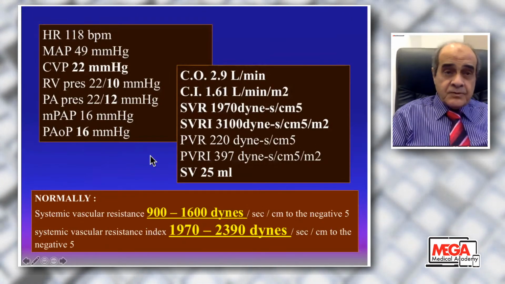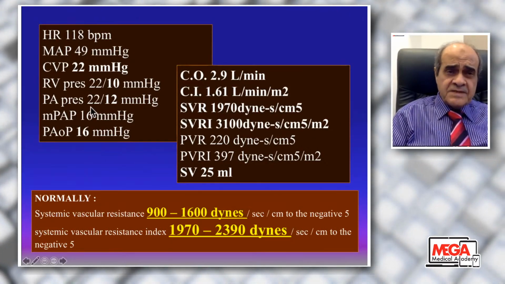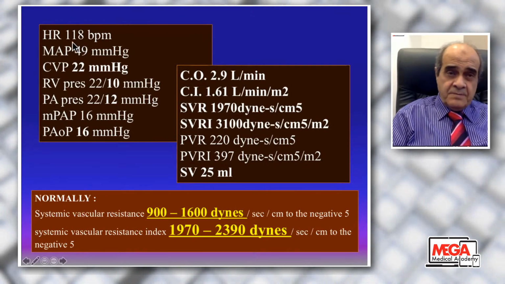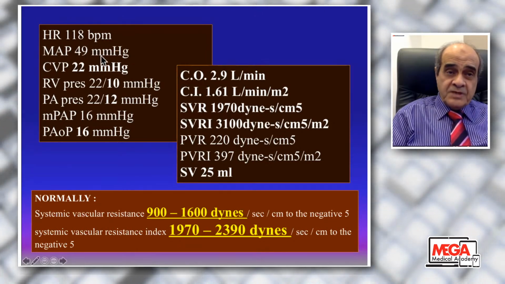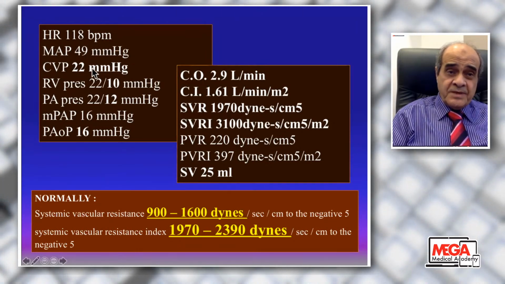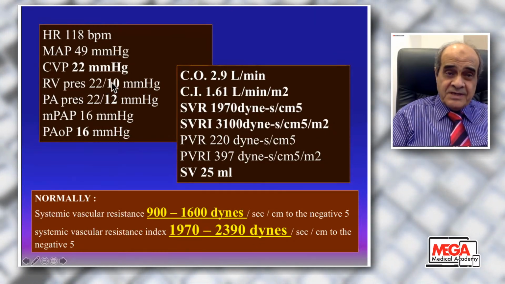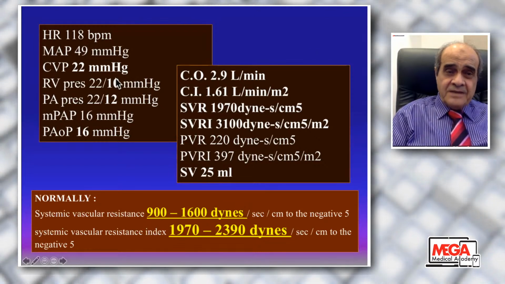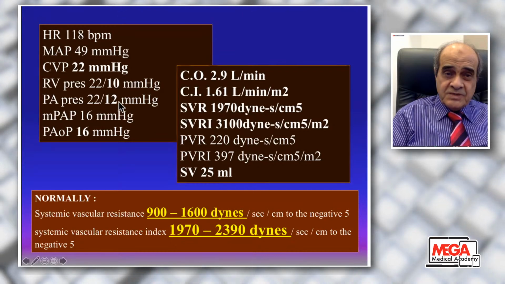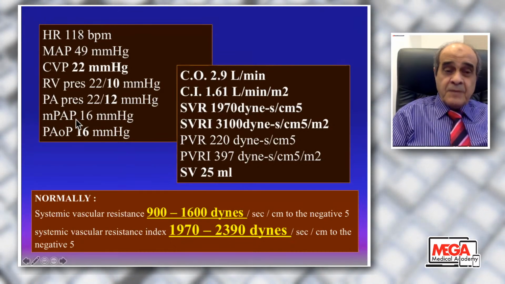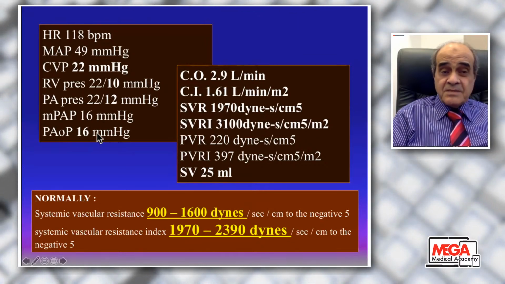If we look at the pulmonary artery catheter data, heart rate is 118, the patient is tachycardic, mean pressure 49, it is low blood pressure. CVP is high, 22 millimeters of mercury. Right ventricular pressure 22/10, and the diastolic pressure in the right ventricle is high, approaching the pulmonary artery diastolic pressure, which is 12 millimeters of mercury. Mean pulmonary artery pressure 16, and the pulmonary artery occlusion pressure is 16 millimeters of mercury.